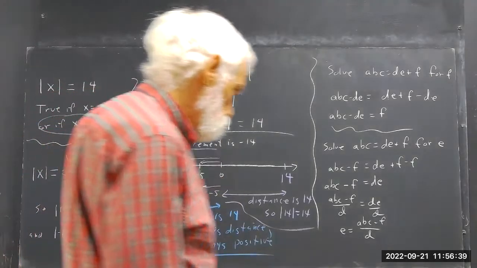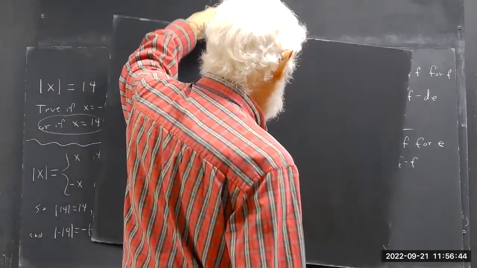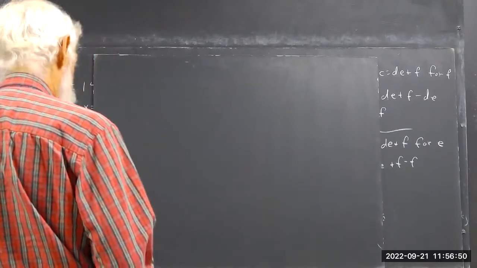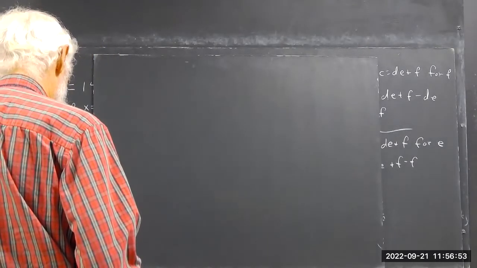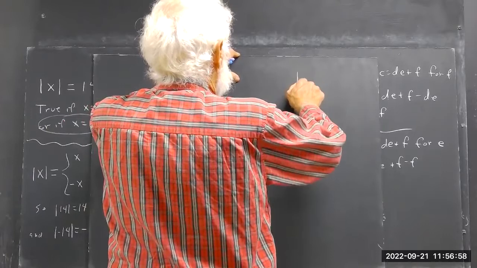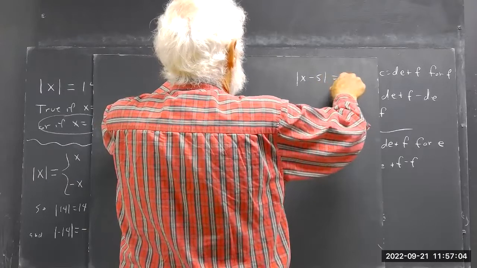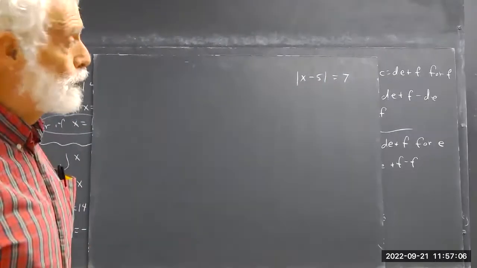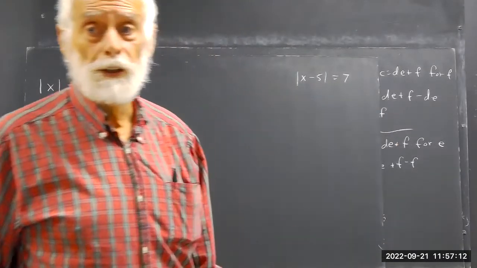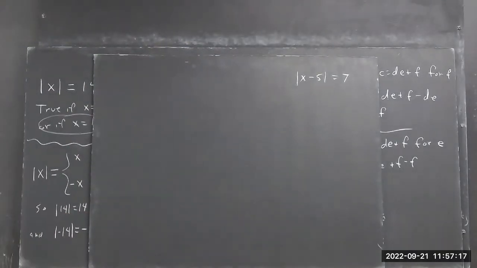Now, when it comes down to applying absolute values, there's quite a bit to it. I should take an equation here. Just talk a lot about equations right now. The equation absolute value of x minus 5 equals 7. Can you give me a value of x that satisfies the equation?